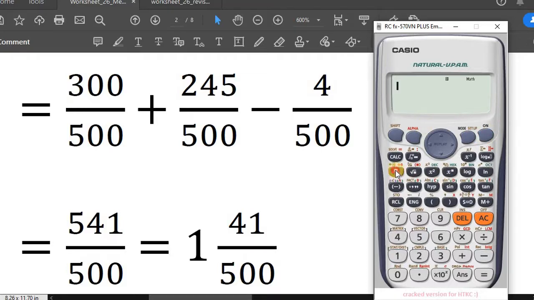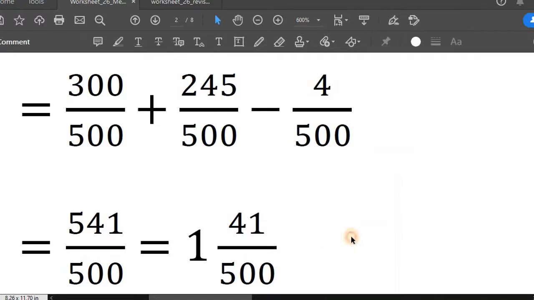Sorry, divided by 500 is equal to, you get that. You press SD. See how we used the SD working like this, right? If I press Shift SD, it gives me a mixed fraction, right? So that's sorted out. That's gone.